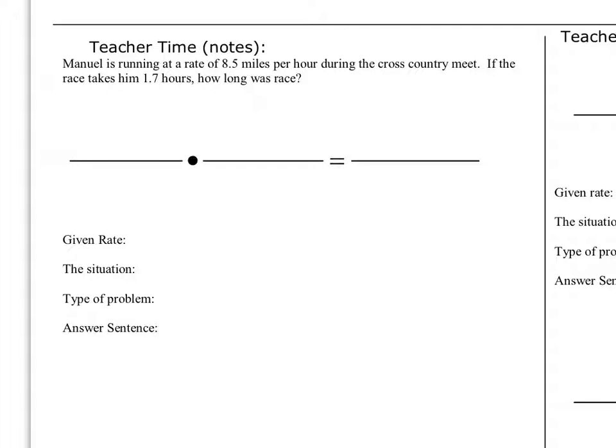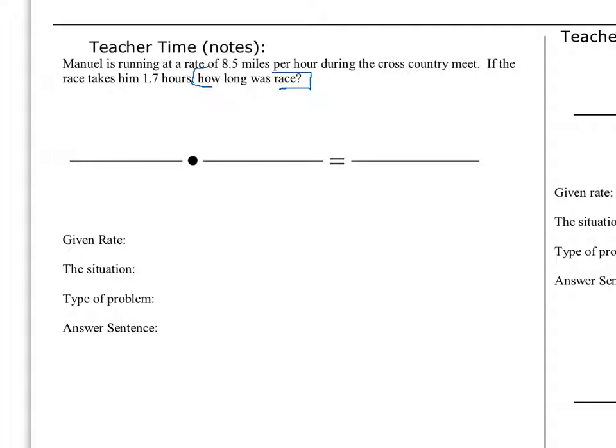All right? So we're going to look at this first problem, and we're going to pull all the information out of it. It says Manuel is running at a rate of 8.5 miles per hour during the cross-country meet. If the race takes him 1.7 hours, how long was the race? So first thing we need to do is focus in on the question. Question is, how long was the race?